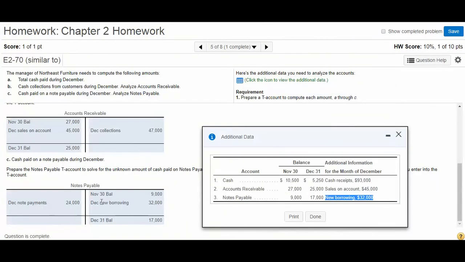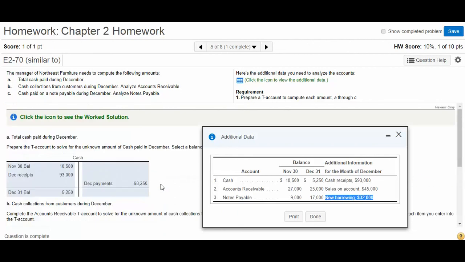That's what this is right here. We started with this much debt. We ended with this much debt. It's telling us we borrowed even more, so here's a credit increasing the liability. The difference is how much was paid down. The only way that notes payable, the only way any liability goes down at this point in the course, is if cash is paid to lower that liability. So anyway, that's how you work this kind of problem.